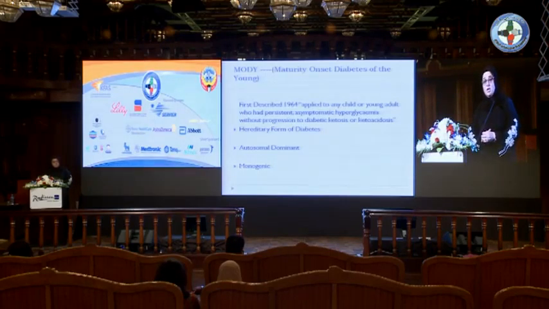So today we'll be talking about monogenic diabetes, what used to be called maturity onset diabetes of the young. It's a diagnostic type of diabetes first described in 1964, and it was applied to any child or young adult who had persistent asymptomatic hyperglycemia. So it was mild, without progression to acidosis. So the feature was mild diabetes, in a young adolescent or adult, and no ketoacidosis.